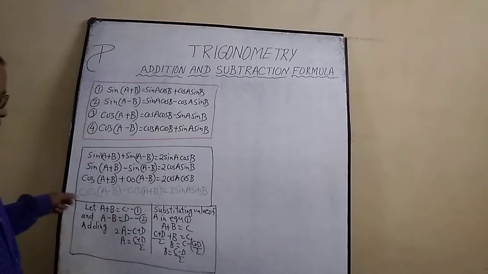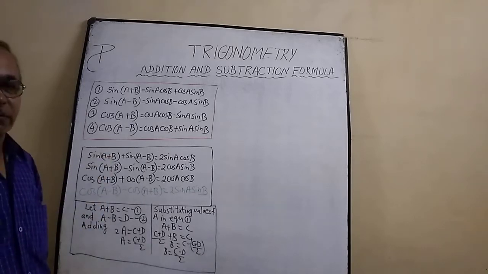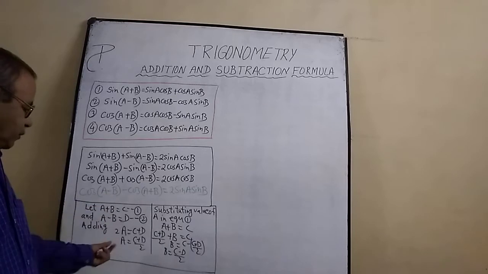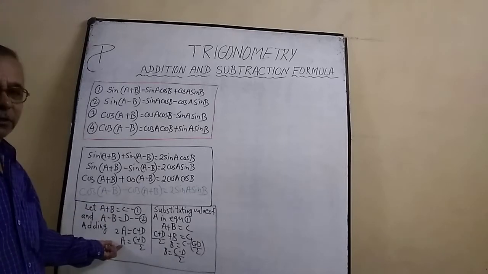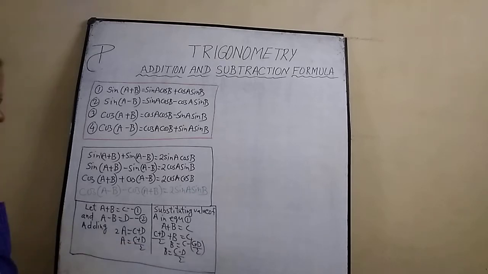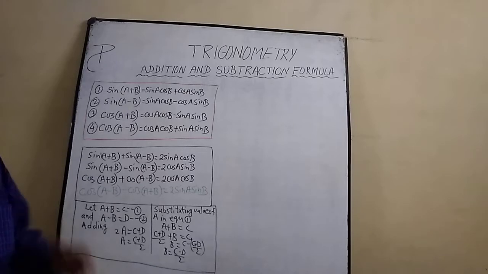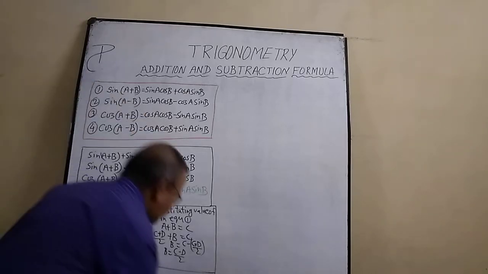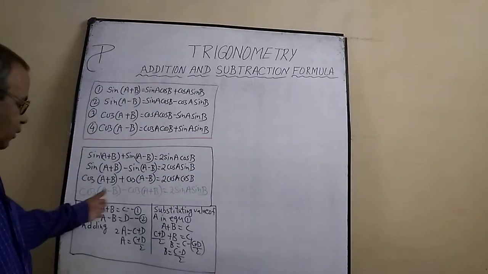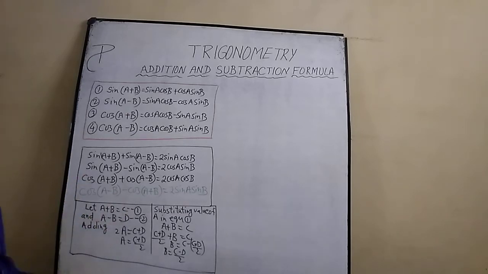Suppose we take A plus B equal to C and A minus B equal to D. Solving these two equations, A is equal to C plus D upon 2 and B is equal to C minus D upon 2. Now we substitute the values of A plus B and A minus B in sin A plus B, sin A minus B and so on.